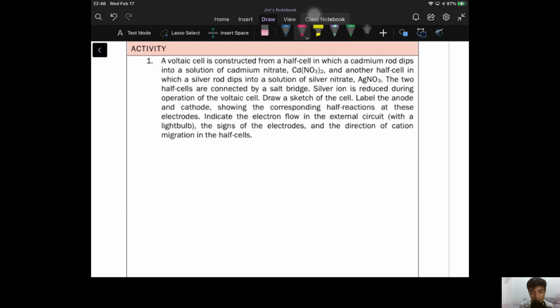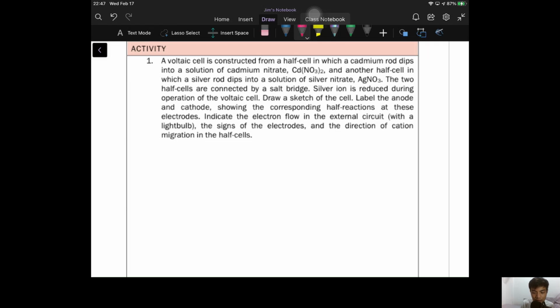Draw a sketch of the cell, label the anode, the cathode, showing the corresponding half reaction at these electrodes. Indicate the electron flow, the signs of the electrodes, and the direction of cation migration in the half cell. Okay. Ang daming sinabi, no? Pero ganito lang gagawin dyan. So, sabi dyan, dinescribe niya ano yung nangyayari sa ating voltaic cell.